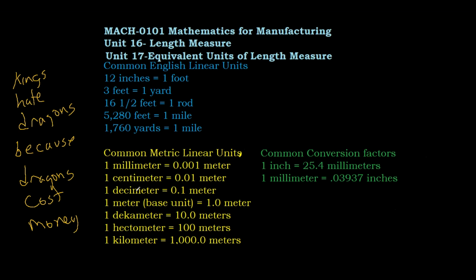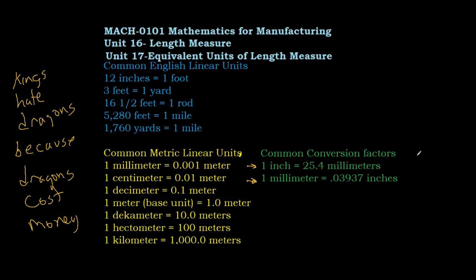All that's well and good, but the reality is, as a machinist, the only two units you're going to be worried about are the inch and its parts and the millimeter. This is the only thing you're ever going to see on a print. You won't see yards, feet, rods, miles on a part print. You're not going to see kilometers or decimeters or hectometers on a part print. You're going to see millimeters.